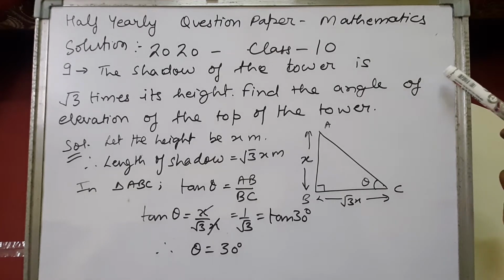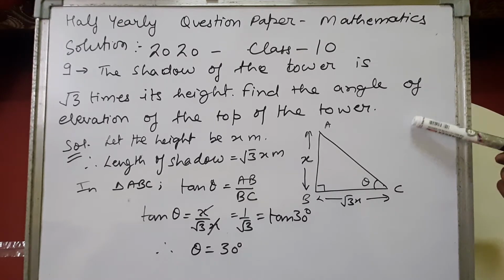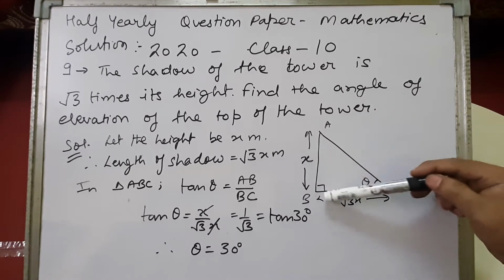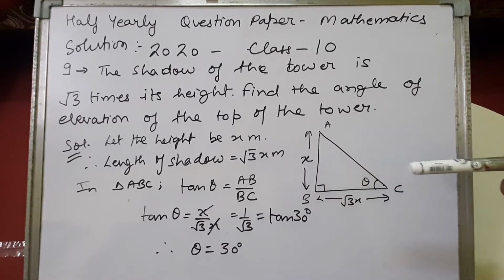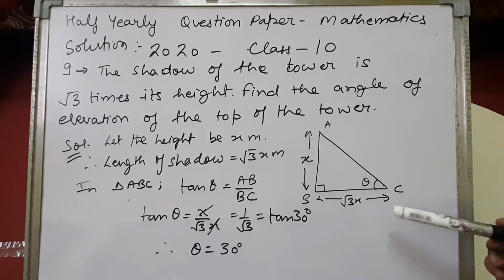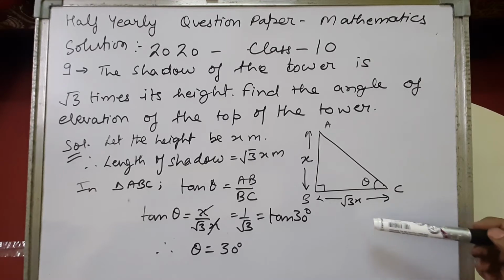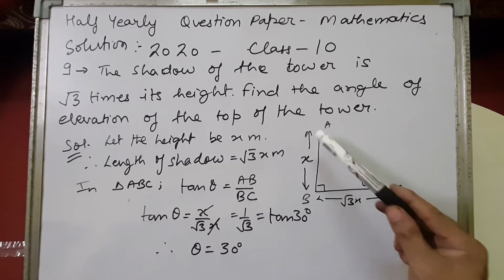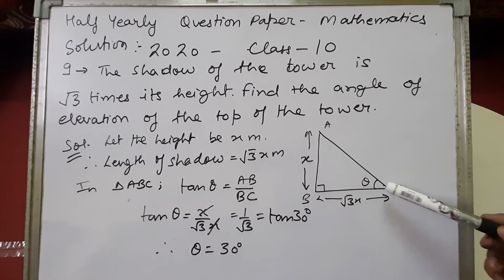See, in this ninth sum, it is given that the shadow of the tower is root 3 times its height. Find the angle of elevation of the top of the tower. Now, if we draw the diagram and assume that AB is the tower of height x meters and the length of the shadow of the tower AB is BC, which is root 3x, then in triangle ABC, if we take out tan theta, and theta is the angle of elevation of the top, that means from the end of the shadow, if we watch the top of the tower, it forms an angle theta.